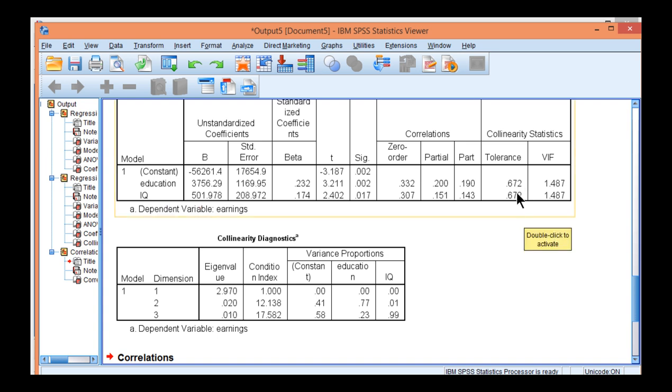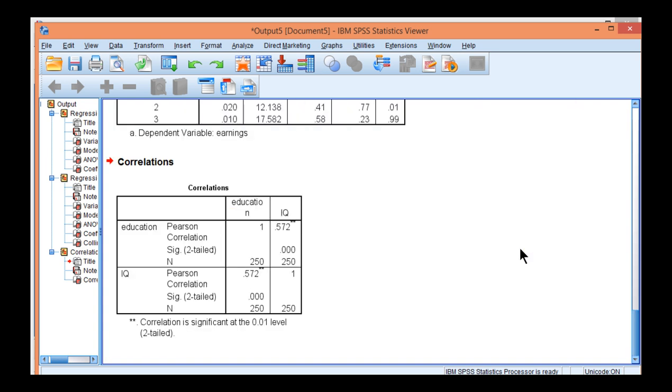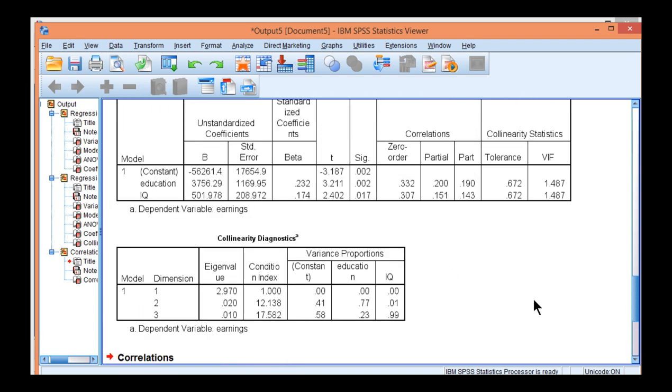So of course it's going to be 0.672 for both education and IQ because they share the same bivariate correlation. Again, as soon as you get to three predictors or more, that no longer holds in practice. They will be different. So because 0.672 is much greater than 0.10, I don't feel like there's a problem with multicollinearity in this case.